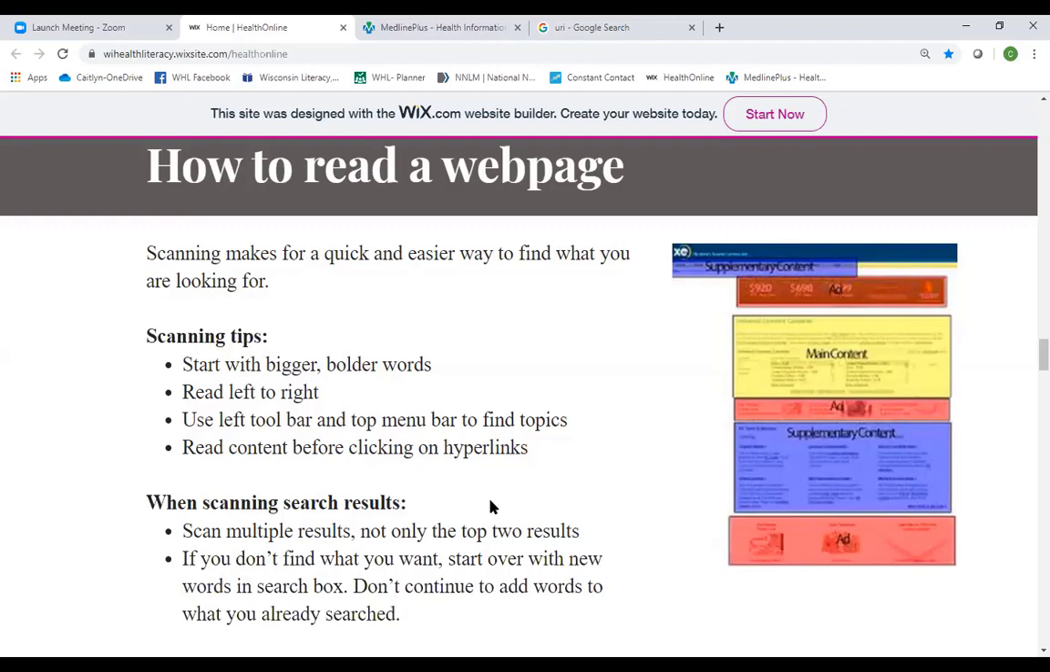So what are some things that they can quickly pick up on? Start with those bigger, bolder words. That's going to be your main content of the web page. So if I look at this section right here, I'm going to be talking about how to read a web page.